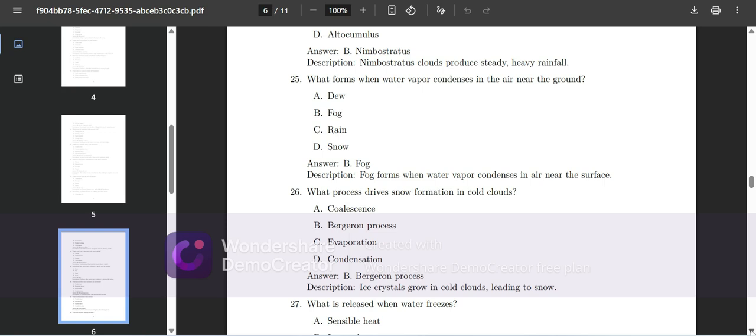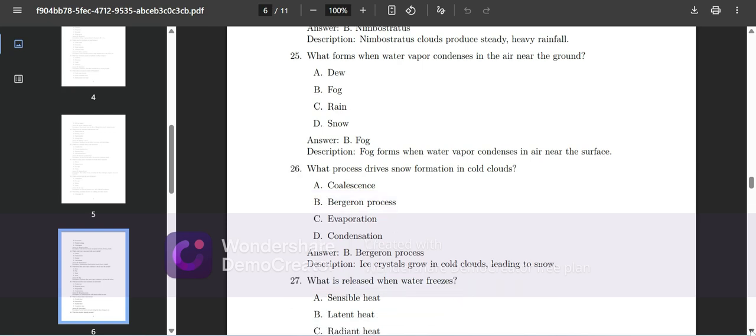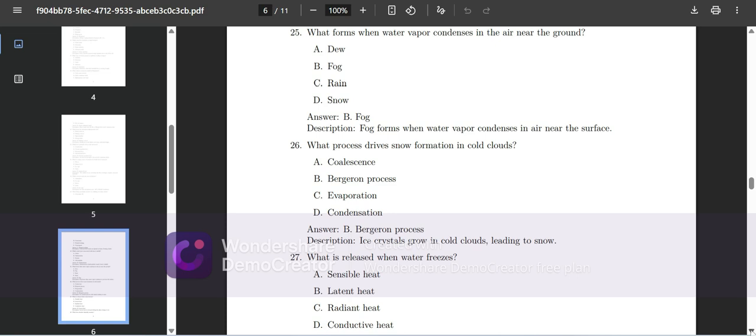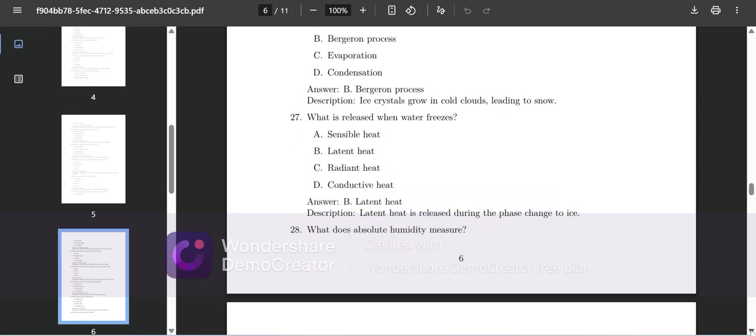What process drives snow formation in cold clouds? Bergeron process. Ice crystals grow in cold clouds, leading to snow. What is released when water freezes? Latent heat. Latent heat is released during phase change to ice.